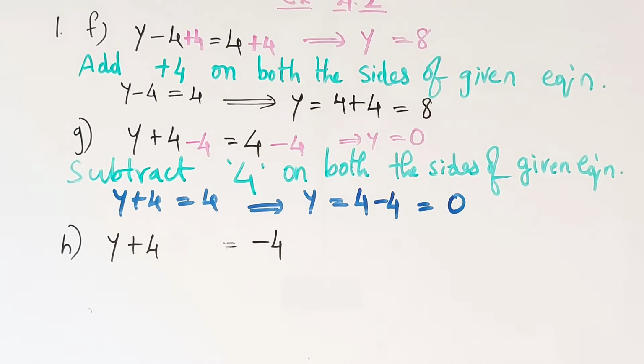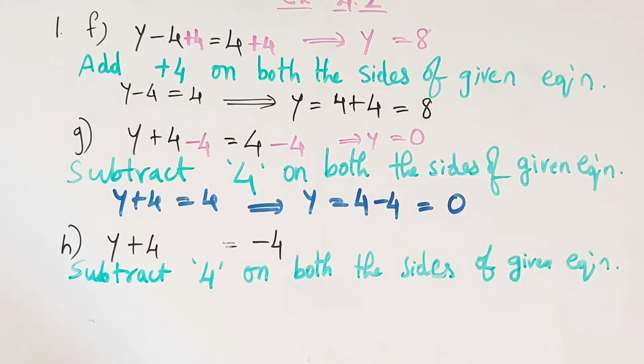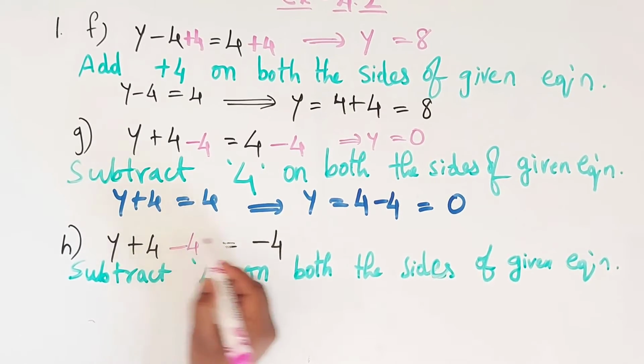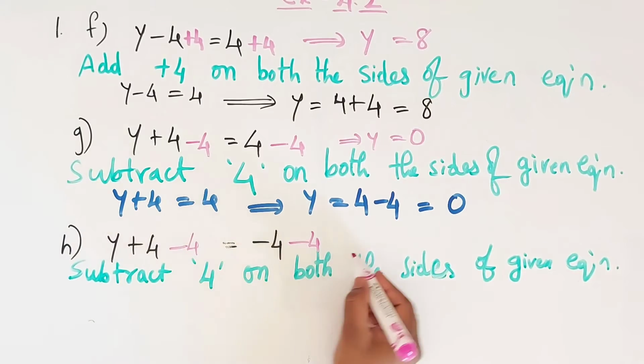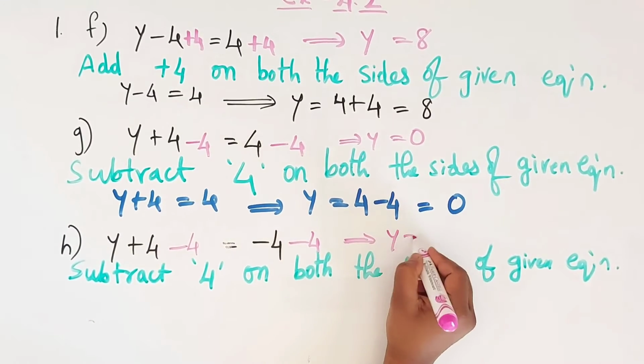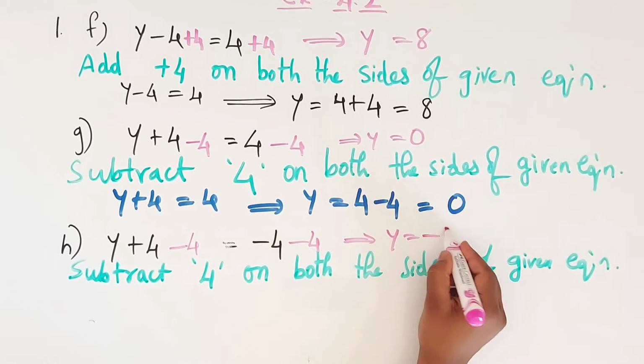Now question H. y plus 4 equal to negative 4. Here also we have plus 4. That means we have to subtract 4 on both the sides of the given equation. Now put minus 4 on both the sides, here negative 4 and here also negative 4. From here y plus 4 minus 4 is 0. y equal to minus 4 minus 4, that is minus 8.